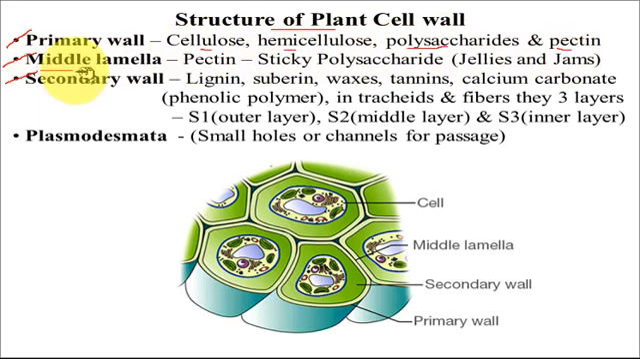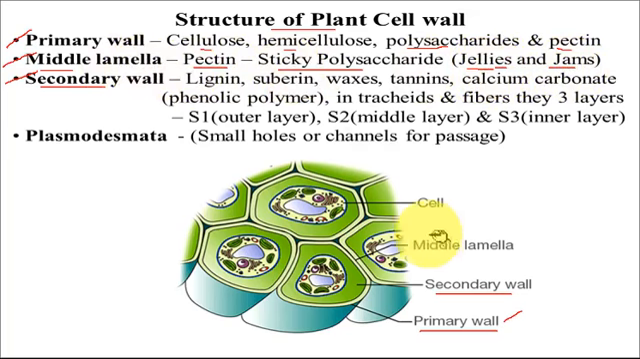Here in this picture you can see the outermost layer, the primary cell wall, and then comes the secondary wall. Before the secondary wall, the middle lamella is there. The middle lamella is made up of pectin, which is sticky in nature, a sticky polysaccharide, just like jam or jelly, which are gel-like. That sort of nature is present in the middle lamella.